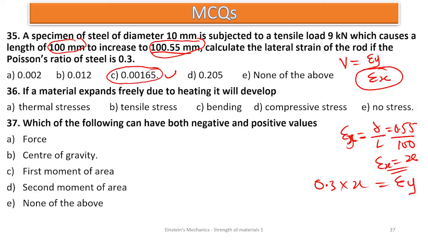If a material expands freely due to heating, there will be no stress in the material. Are we okay? When you leave a material to expand under heat, there will be no stress induced in the material. Now, 37. Which of the following can have both negative and positive values? And that is going to be the center of gravity. Are we okay?